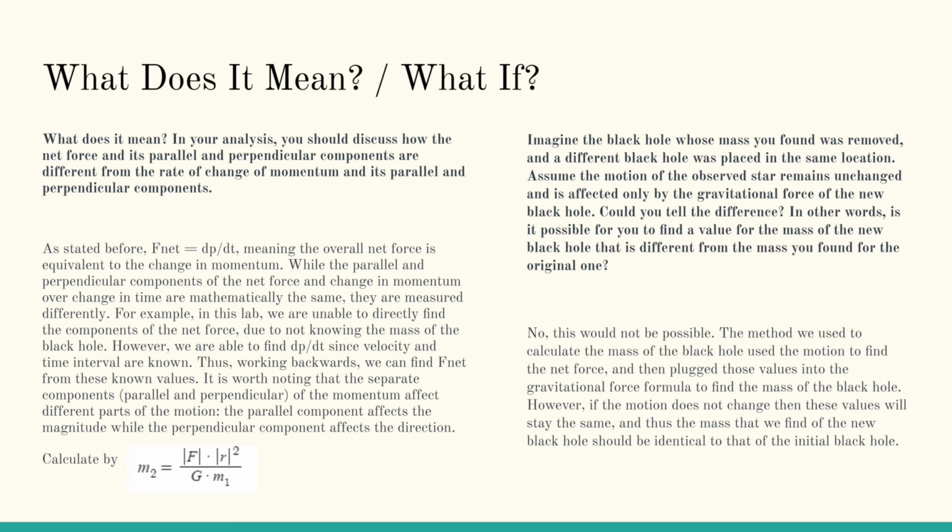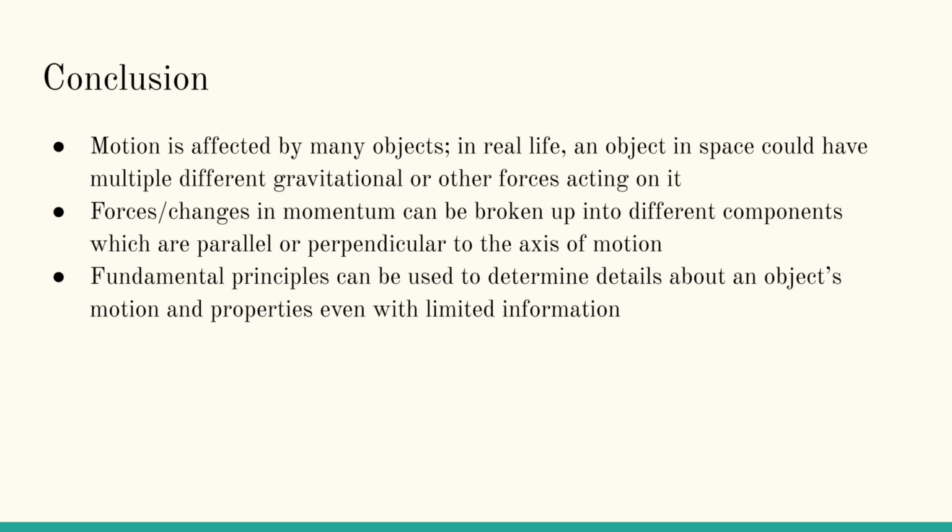In conclusion, we can see how some of the fundamental principles can be derived to find information about the forces acting upon an object, even in scenarios where we don't know all of the values needed to find this information. Because dp over dt is equal to Fnet, we were able to use the formula for dp over dt to find Fnet in this situation, and then rearrange the formula for Fnet to find the mass of the black hole.